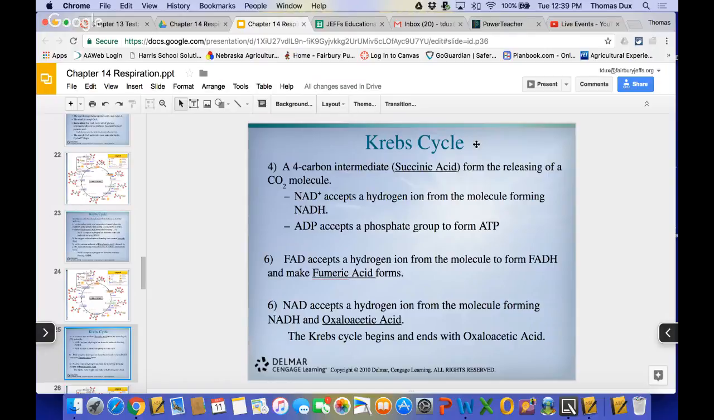FADH. Again, the NADH and FADH are simply going to carry electrons into the electron transport chain to help power that to create ATP. So essentially, both electron transport chains make ATP. This one, though, in cell respiration, just makes a lot more.